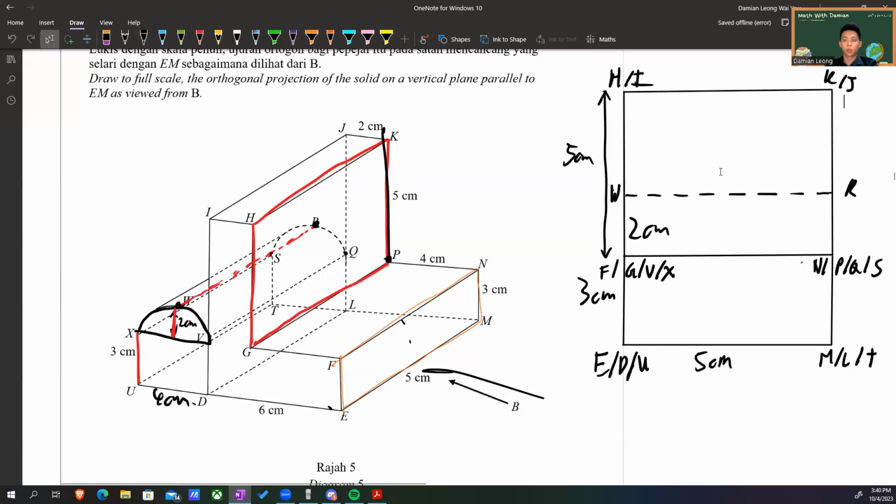Make sure you list out the corners accordingly. So basically it's like this. This is the orthogonal projection. Make sure you draw everything to scale according to the measurement given.